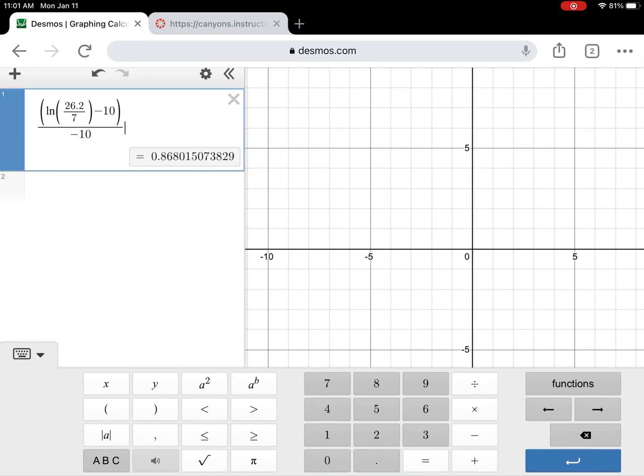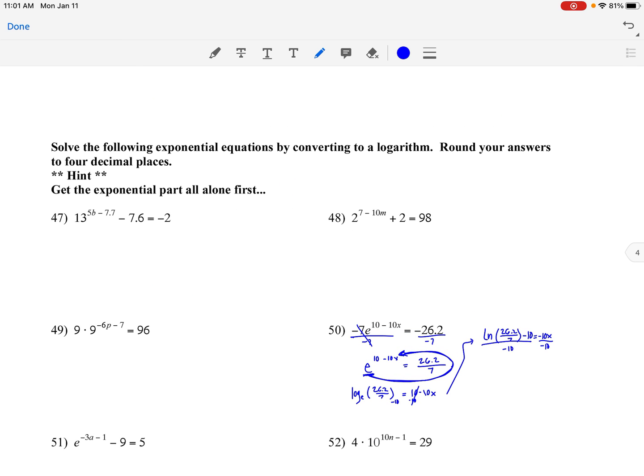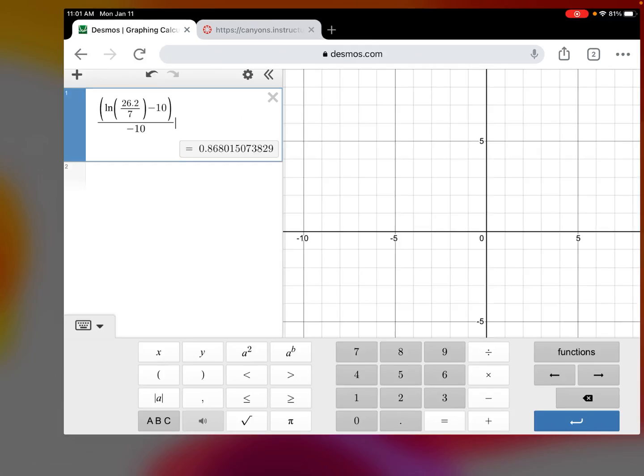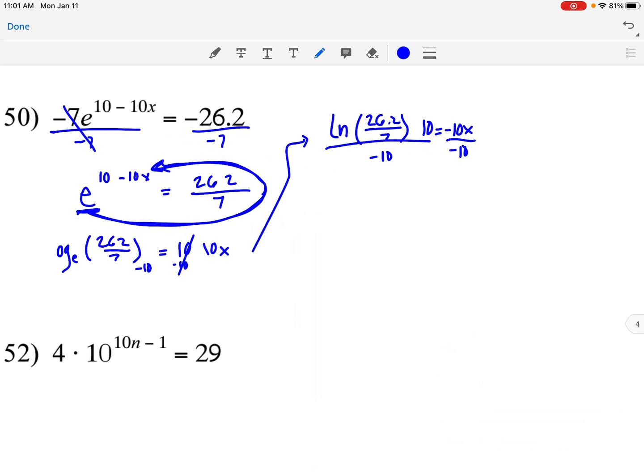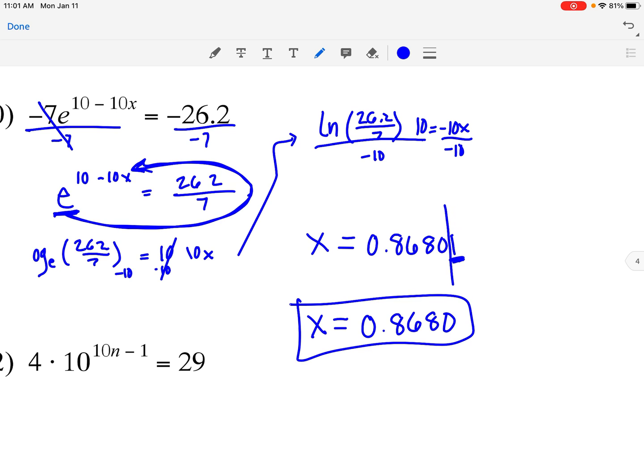Okay, yeah, good. So then I'm asked, in the instructions, to round your answers to 4 decimal places. So then it will be 0.86801. So x equals 0.86801. So 4 decimal places would be here. Since this is a 1, it just means I'm going to cut it off for x. So I'm not going to round it up, but I am going to leave the 0 there. So that would be my final answer.